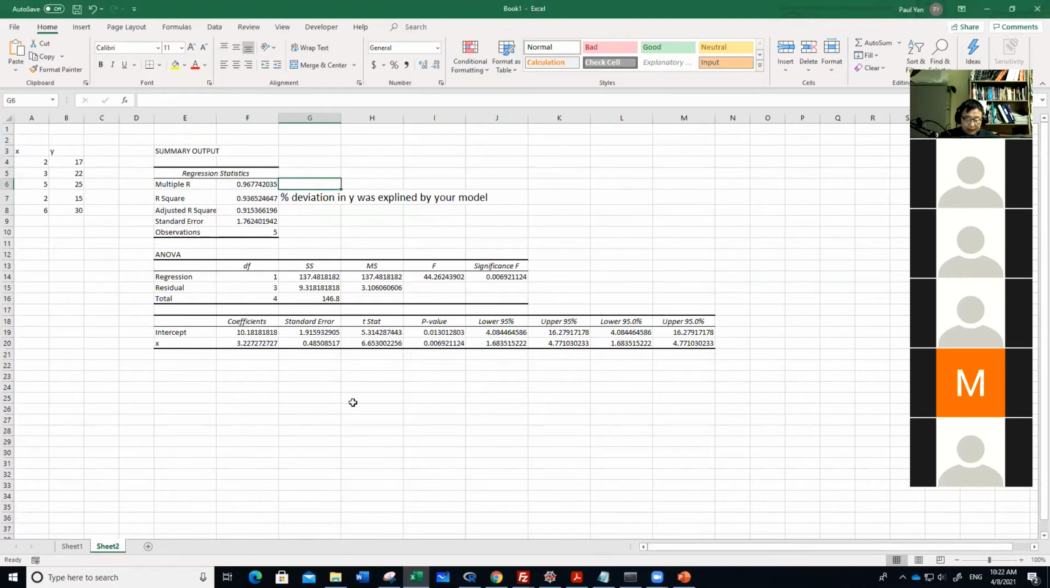The second one is we look at independently. We look at the T statistics. There are three ways to tell. So our intercept is okay. The basic idea is whether alpha is 0 or not, and the second one is whether beta is 0 or not.